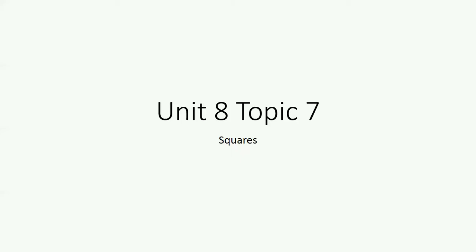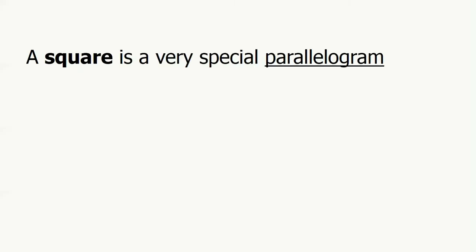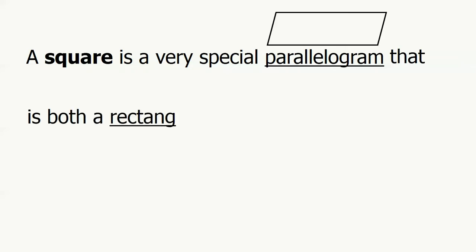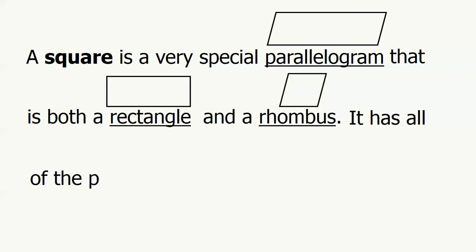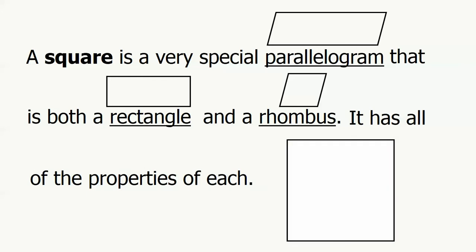Unit 8, Topic 7, Squares. A square is a very special parallelogram that is both a rectangle and a rhombus. It has all of the properties of each. Let's look at those properties now.